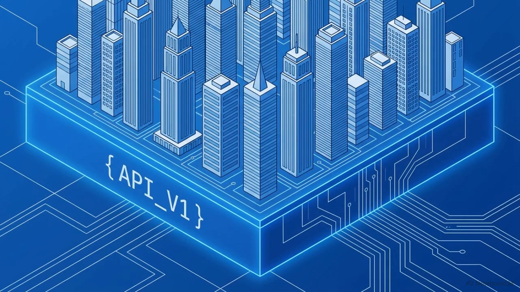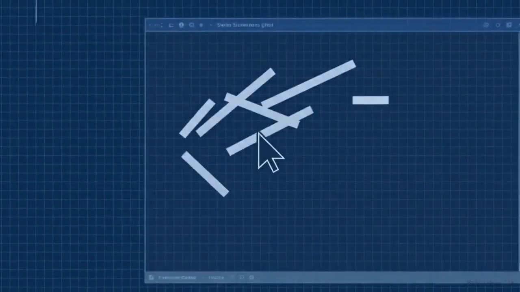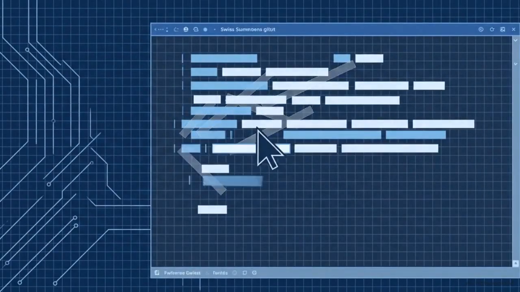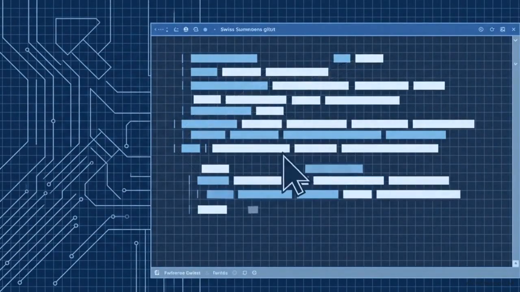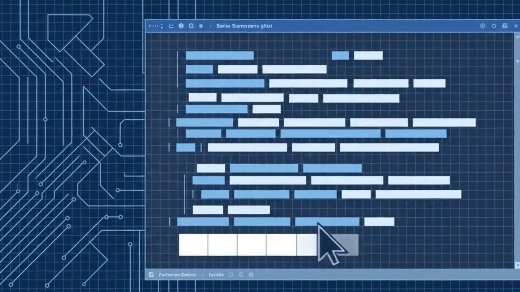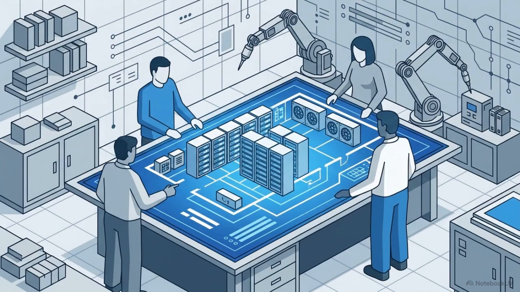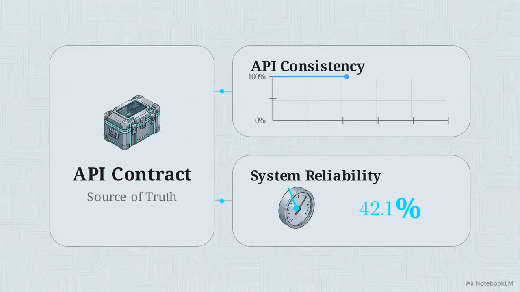Stripe prioritizes consistency over cleverness because thousands of other companies have built their own revenue streams on top of those specific data structures. This shows that being explicit with your data structures is always more effective than relying on implicit guesswork. Every future feature and integration your team develops will depend on the stability of the API you design today. In many ways, the consistency of your API contract is the most accurate measure of your system's overall reliability.